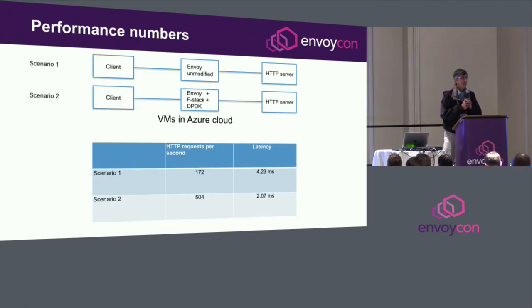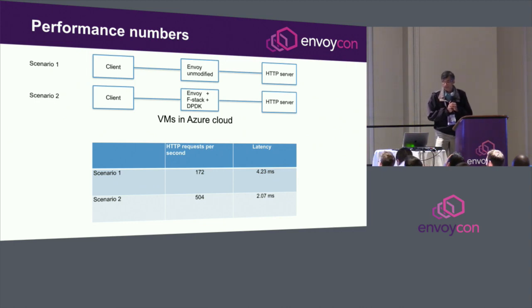We have some initial performance numbers. This is work in progress, so please treat it as work in progress. These numbers are on VMs running in Azure Cloud. So we have a client connecting to an HTTP server, and in the first scenario, it's going through unmodified Envoy 1.8. And in the second scenario, we have Envoy with FStack and DPDK.